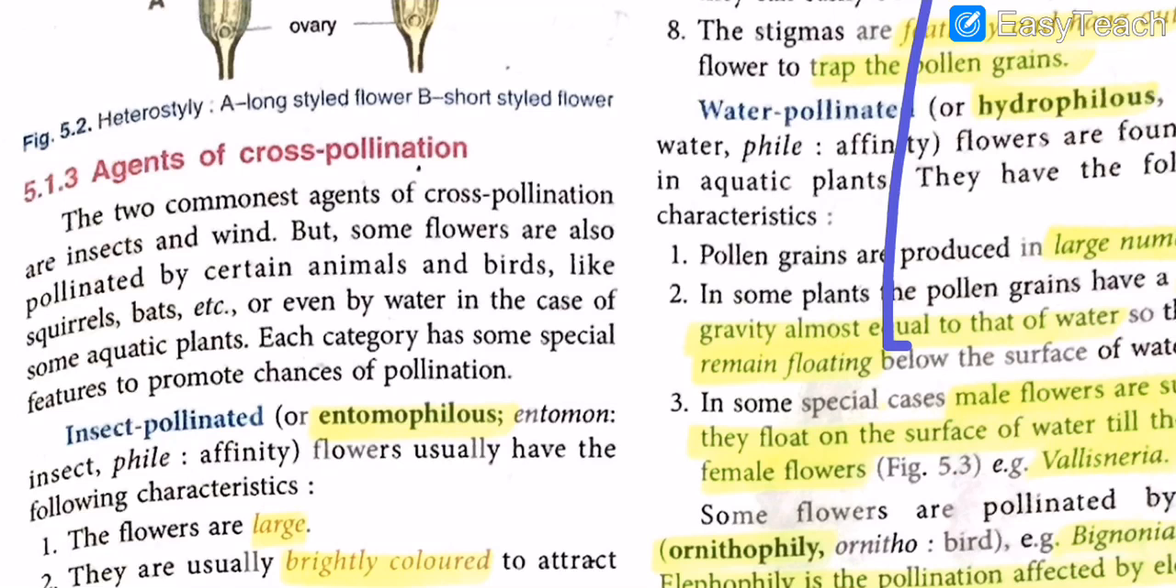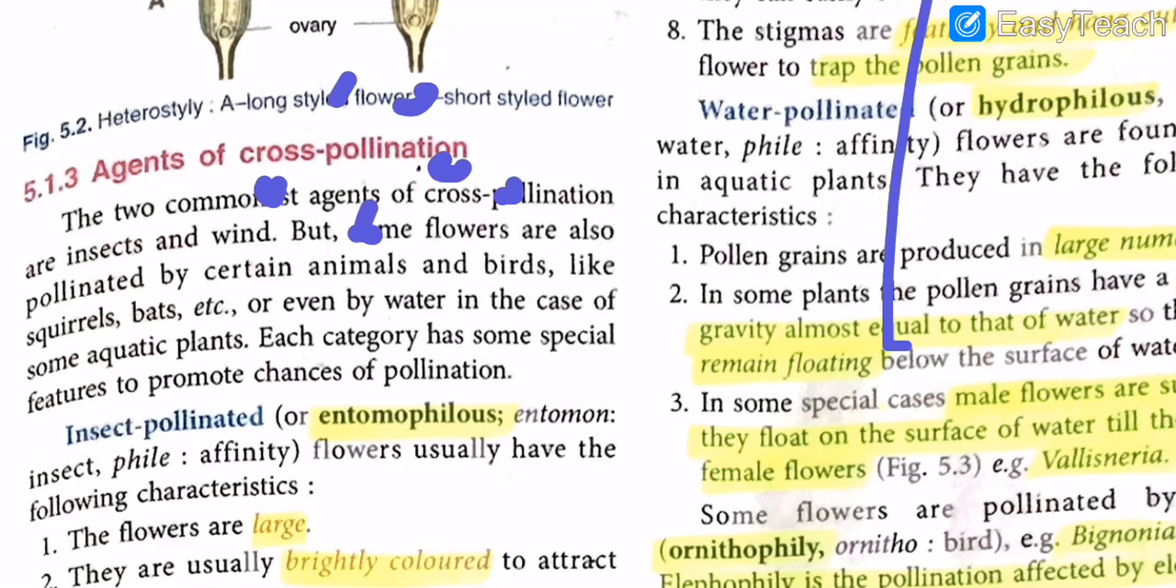Okay, now the stigmas are feathery and they hang out so that if the pollen grains are coming from here, 1, 2, 3, 4, 5, 6, 7, the stigma can catch them at least 1 to 2 so that the pollen tube can be formed and the reproduction can take place.